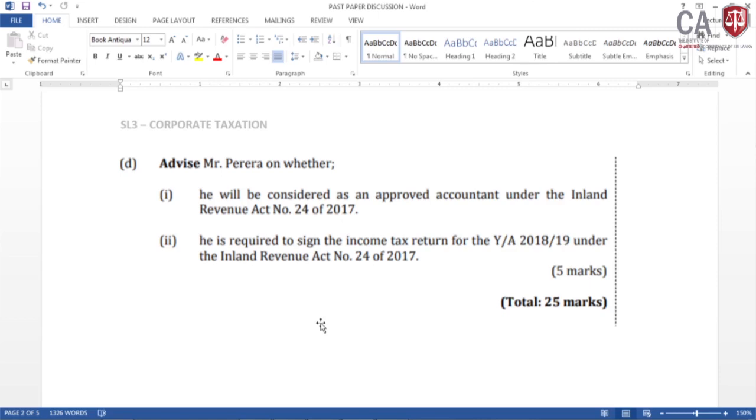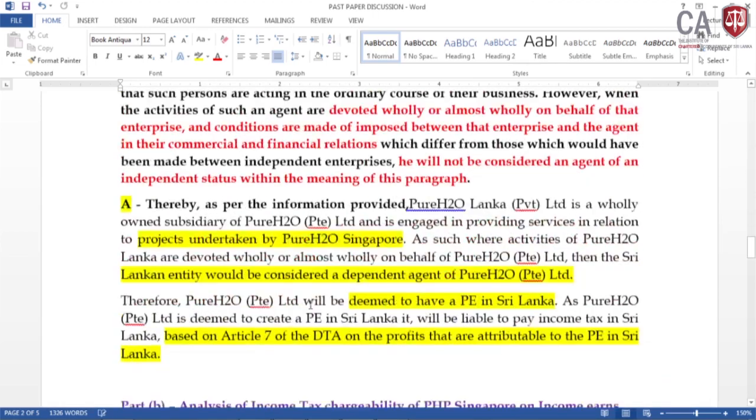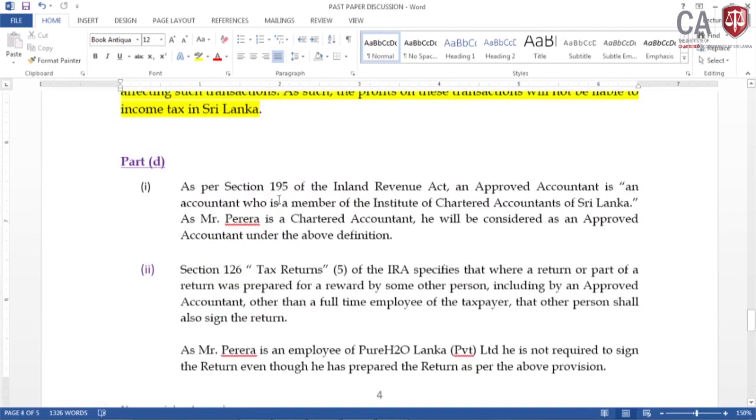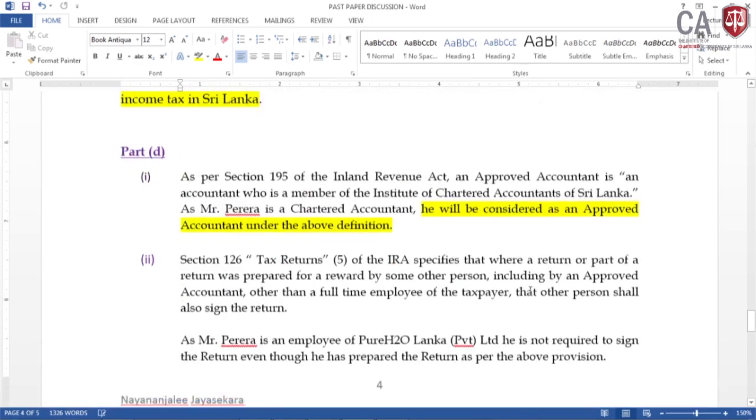Why, being a chartered accountant? We will come to that part first. Part D, Roman 1: as per section 195 of the Inland Revenue Act, an approved accountant is an accountant who is a member of the Chartered Accountants of Sri Lanka. As Mr. Pereira is a chartered accountant, he will be considered an approved accountant under the above definition. How easy is this question? Now, part B.